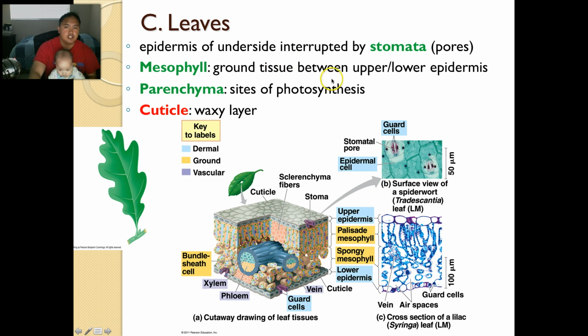Mesophyll is the ground tissue between the upper and lower epidermis. And then the parenchyma is where the photosynthesis occurs. They also have what they call a cuticle. You may have heard of cuticles on your nails before, but the cuticle is like a waxy layer on top of a leaf, it feels kind of plasticky. That's called the cuticle.